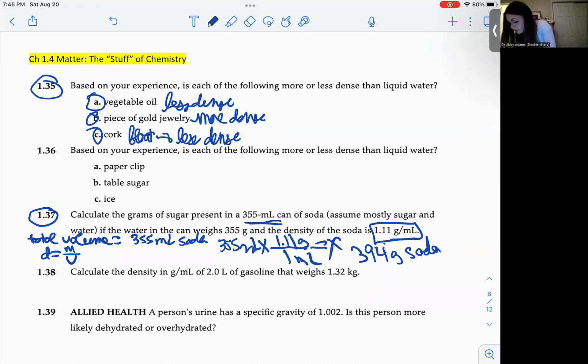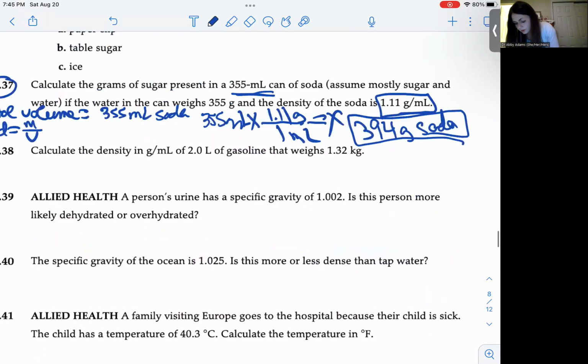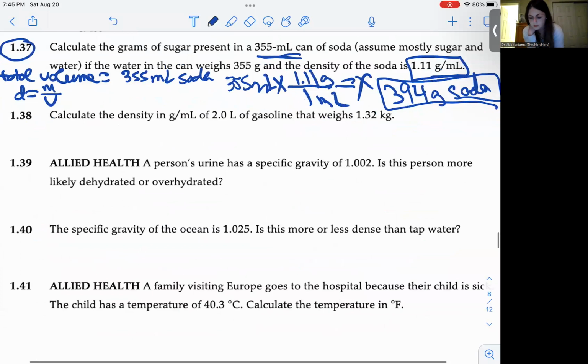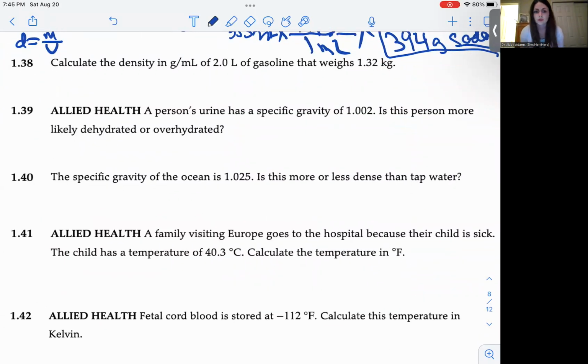All right, so here is your answer. And we're going to move on to 1.39. Make this a little bigger for you guys. Allied health. I like these applicable problems. A person's urine has a specific gravity of 1.002. Is this person more likely dehydrated or overhydrated?